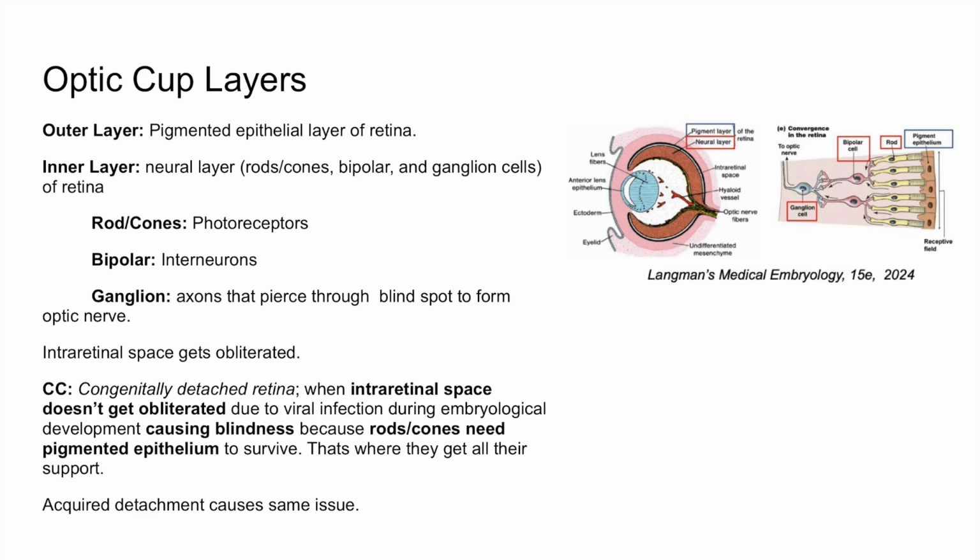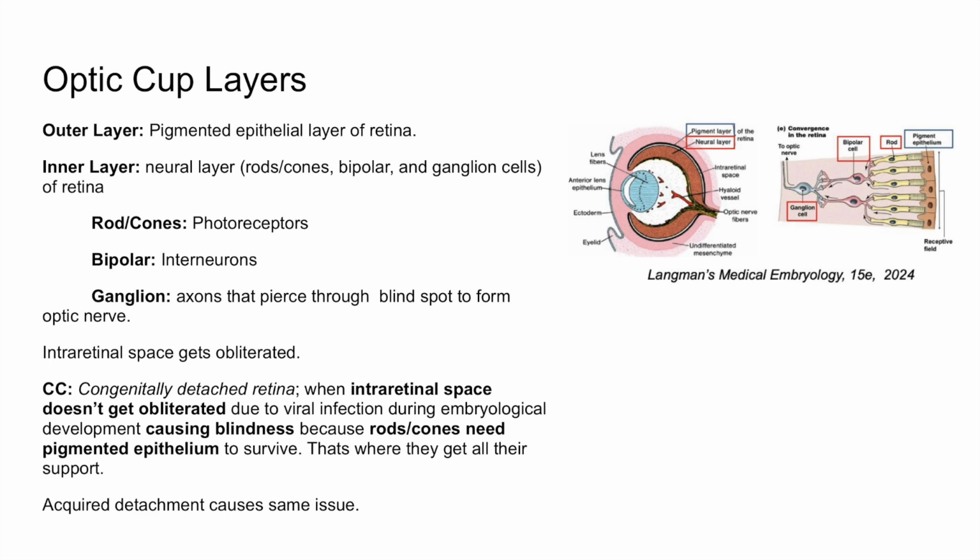It absorbs excess light to prevent scattering and recycles those visual pigments and provides metabolic support to cells that actually detect light. The inner layer becomes the neural retina, which contains the functional circuitry for vision. So within the neural layer, you have three main cell types arranged in this pathway. You have rods, cones, bipolar cells, and ganglion cells.